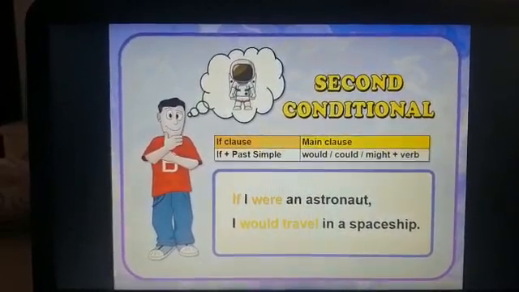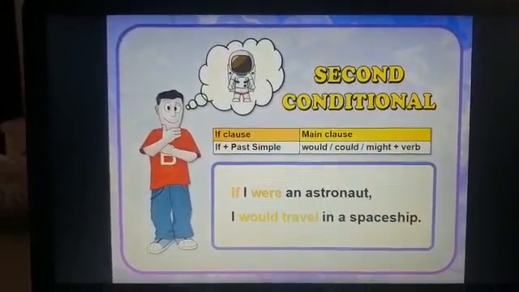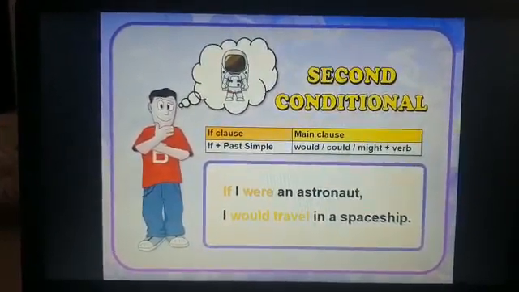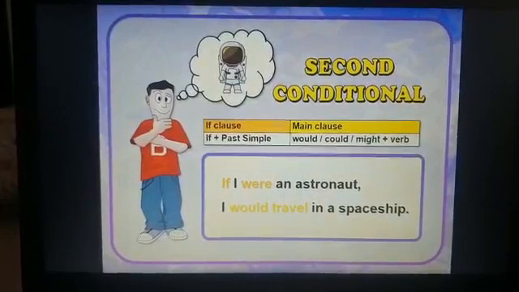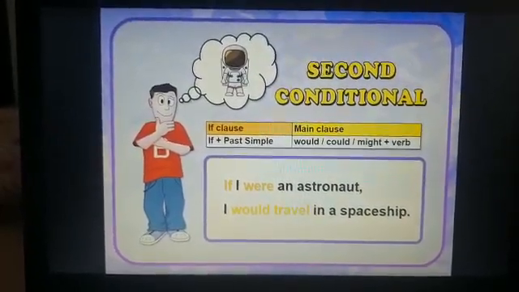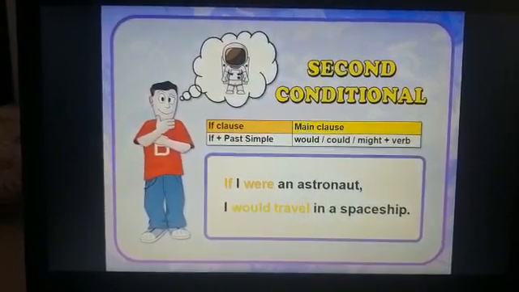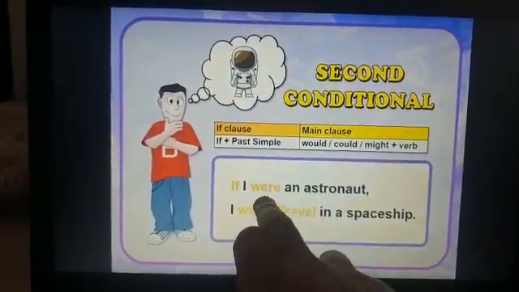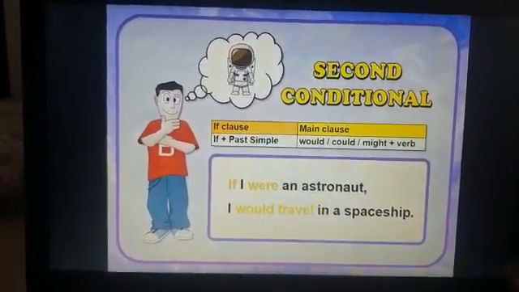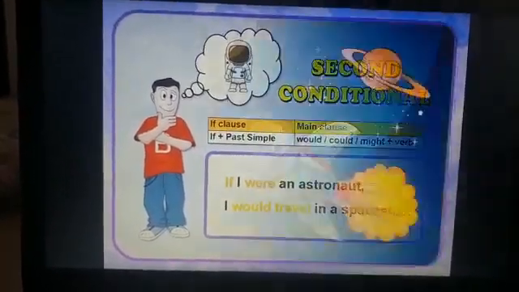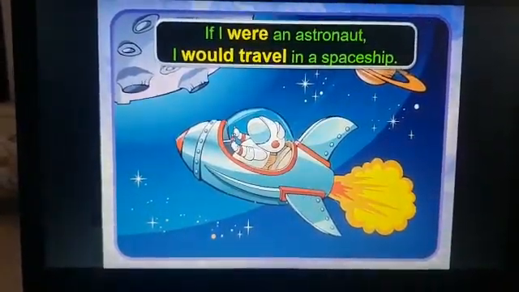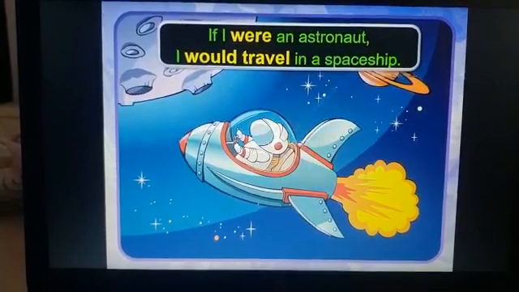No hay muchas posibilidades de que seamos astronautas en el futuro. Entonces utilizamos el segundo condicional porque es algo que no es realista, que es difícil que suceda, ¿ok? As in English we don't have subjunctive mood, we use past simple, where in Spanish would be, si yo fuera un astronauta, viajaría al espacio. This is the picture for you to see the meaning, okay?